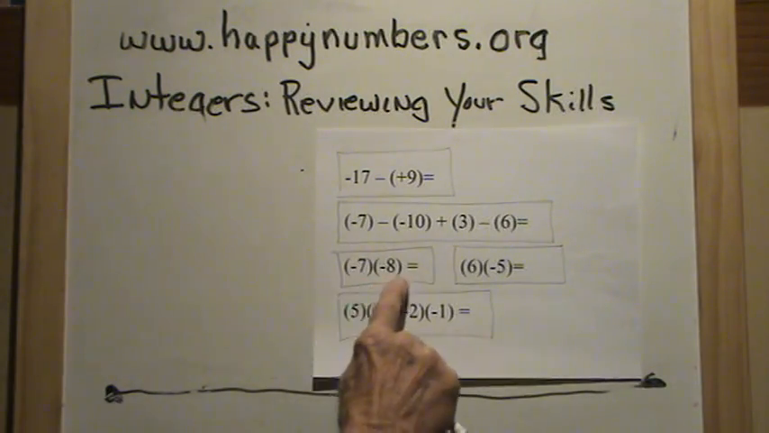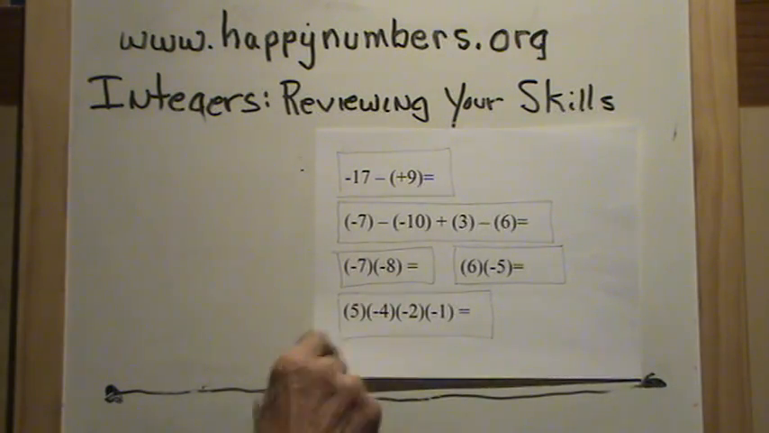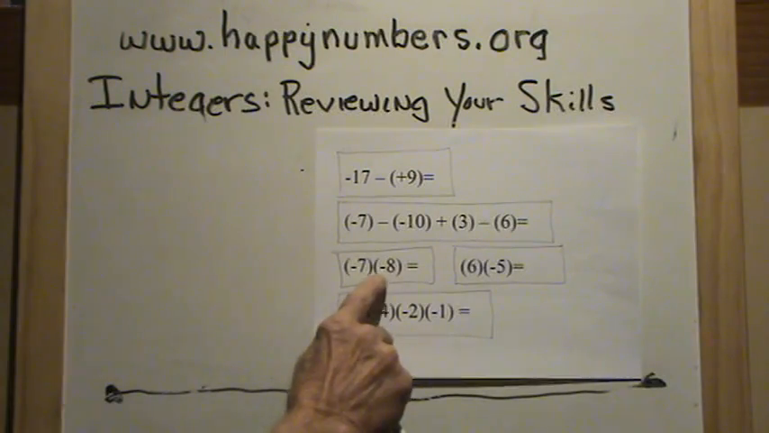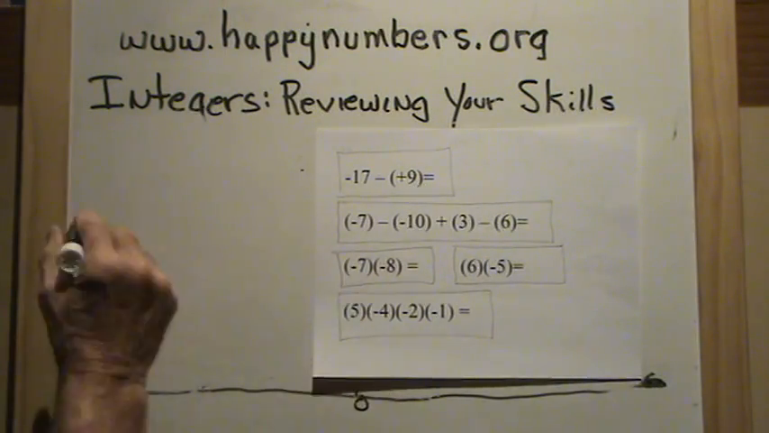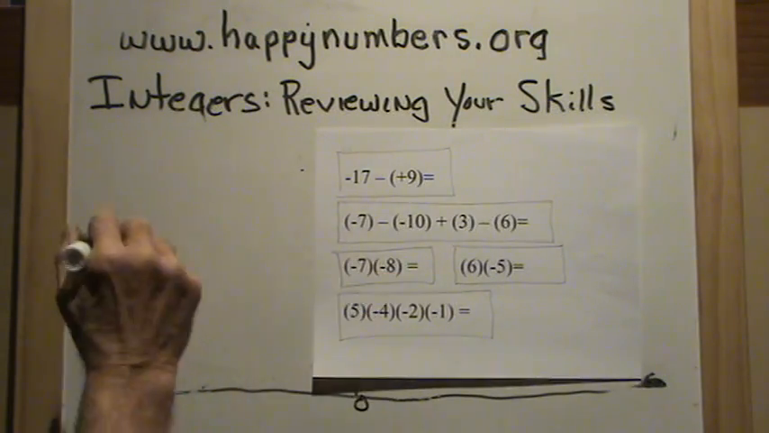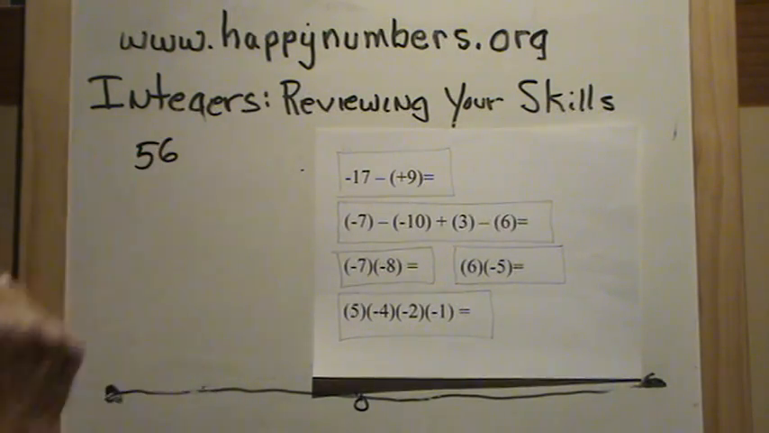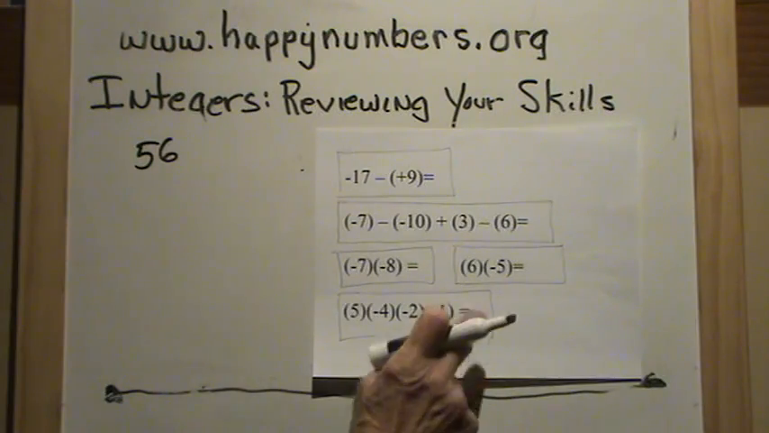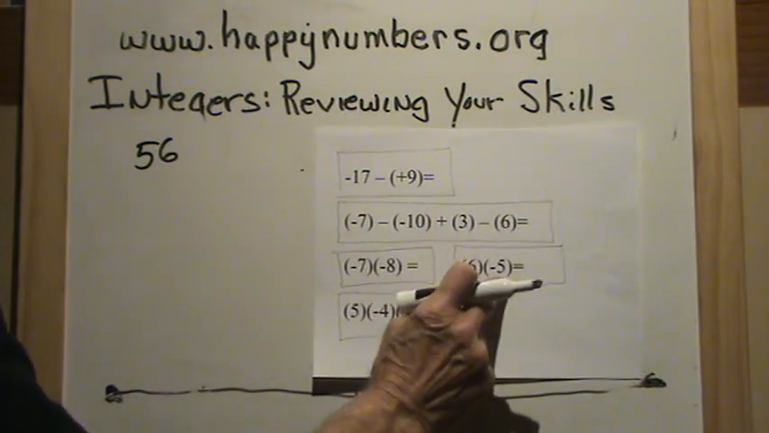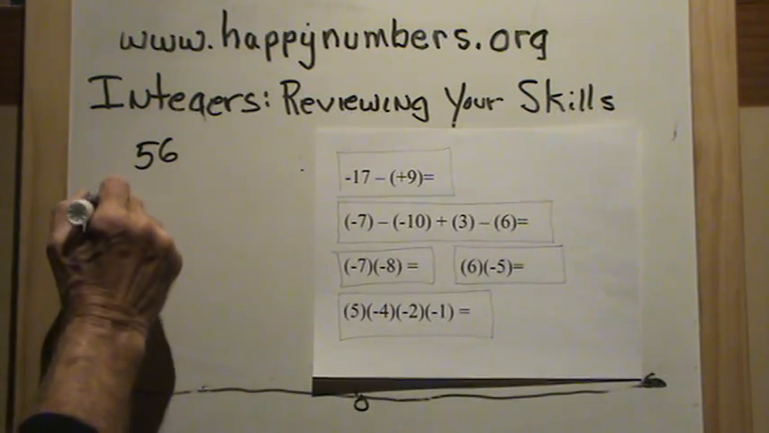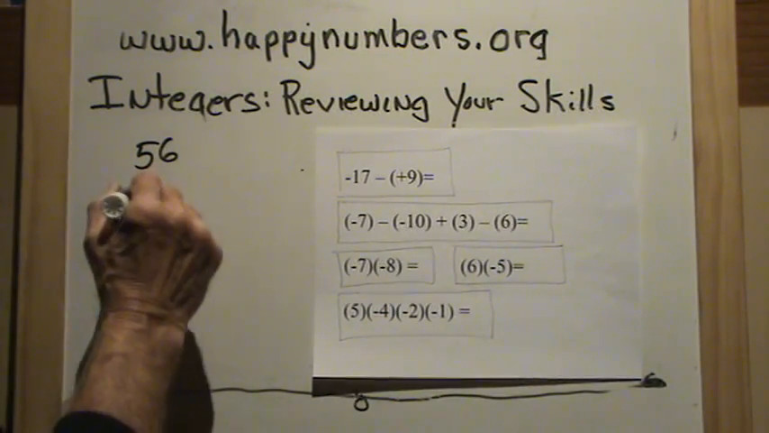Now, this is multiplication here. I'm multiplying two numbers and the signs are the same. If the signs are the same, that'll give me positive. And 7 times 8 is 56. So positive 56 is correct. Here I'm multiplying two numbers, a positive and a negative. So I know the answer is going to be negative. 6 times 5, 30.